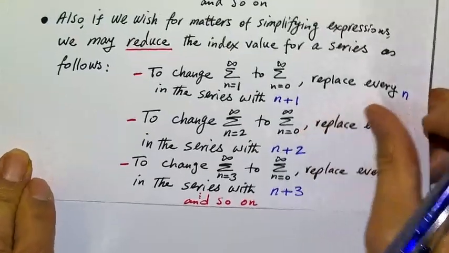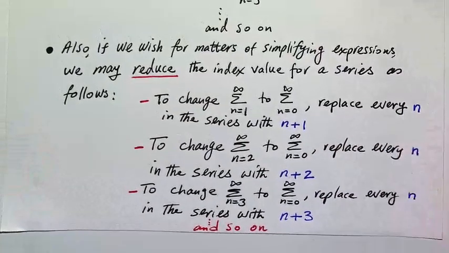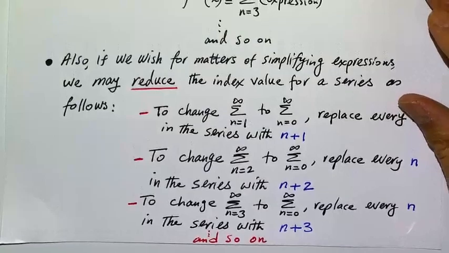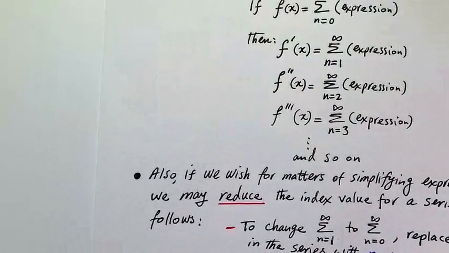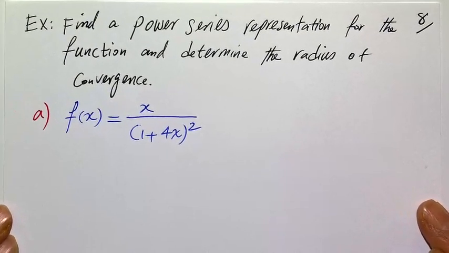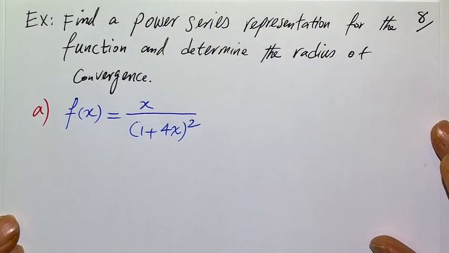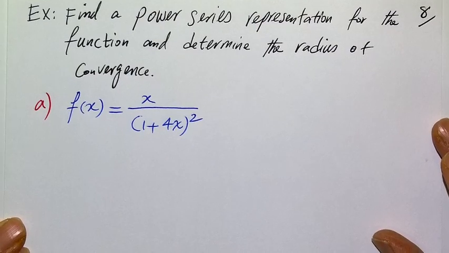Okay, so I've included this sheet and I will post it on Canvas in case you need to refer back to it. These are the rules, and you'll see them applied in the examples that are coming up. Here we want to find the power series representation for the function and determine the radius of convergence.